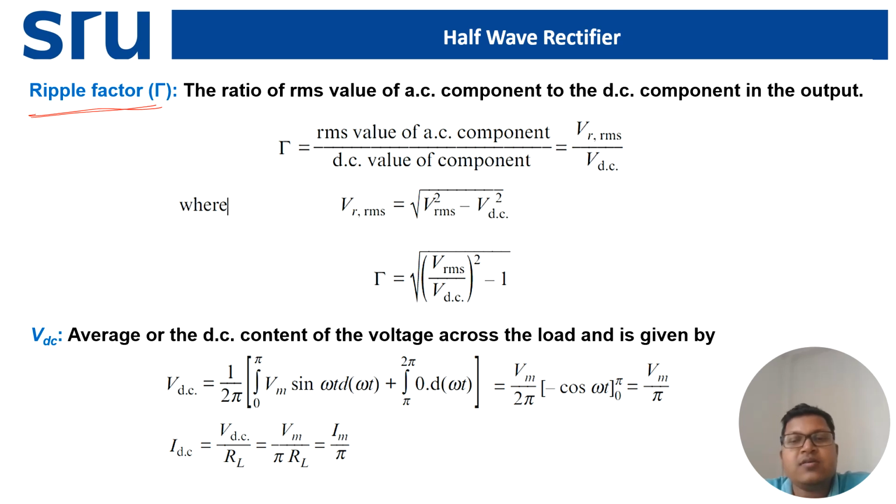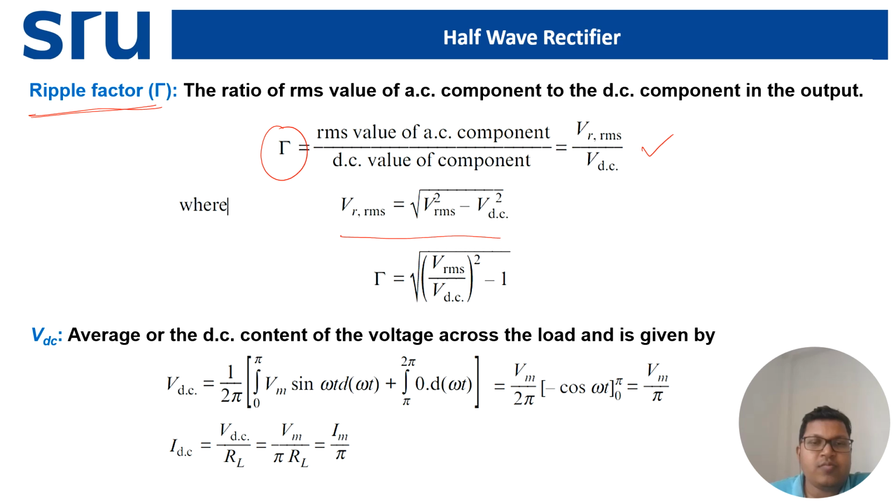And to find the value of this, we take the ratio of the AC components to the DC components. So here, tau is defined as the ratio of the RMS value of the AC component divided by the DC value of the component, that is Vrms by Vdc. This is a very important formula to remember. And as you know, Vrms is equal to root over Vrms square minus Vdc square. This condition we already know.